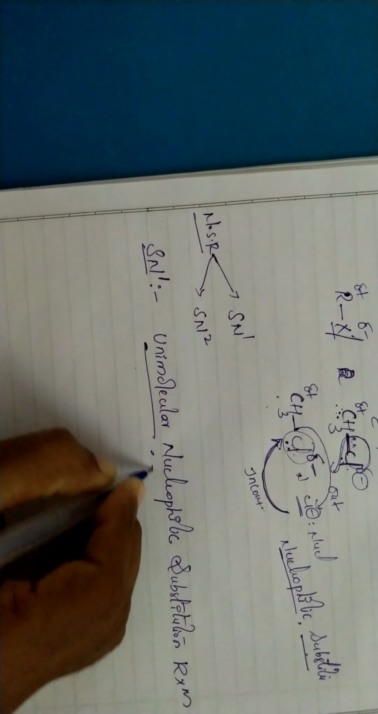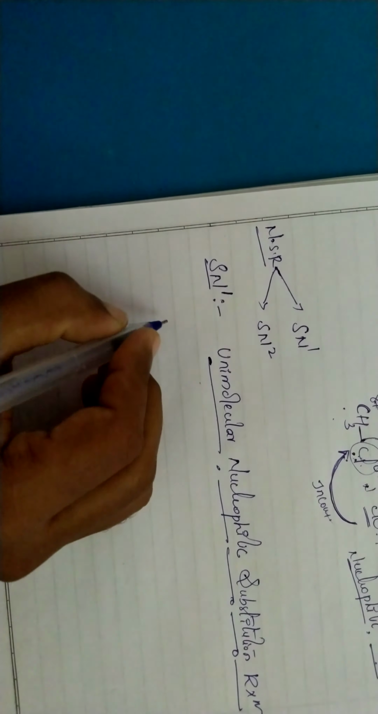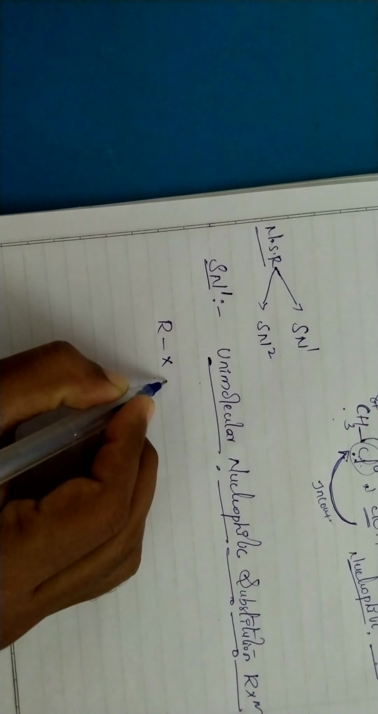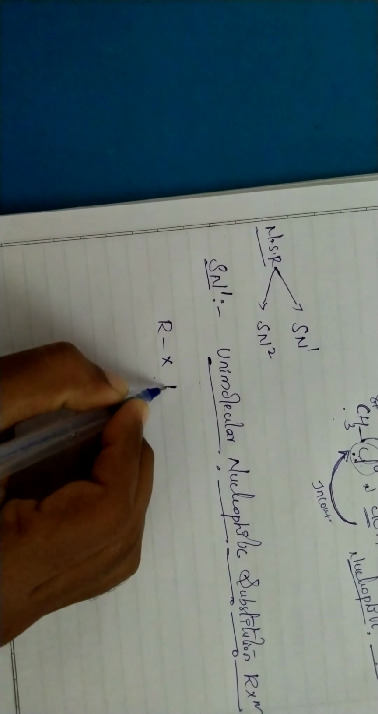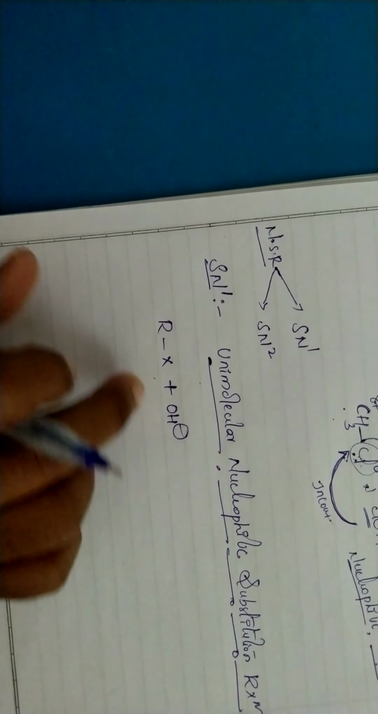Let's see what is unimolecular. I am writing one equation here. If I write RX, this RX is reacting with one nucleophile, another new nucleophile. Why? Because one nucleophile is replaced by another nucleophile.